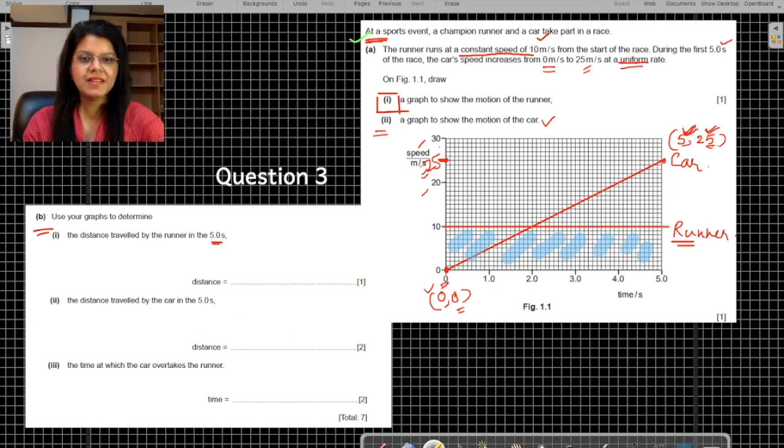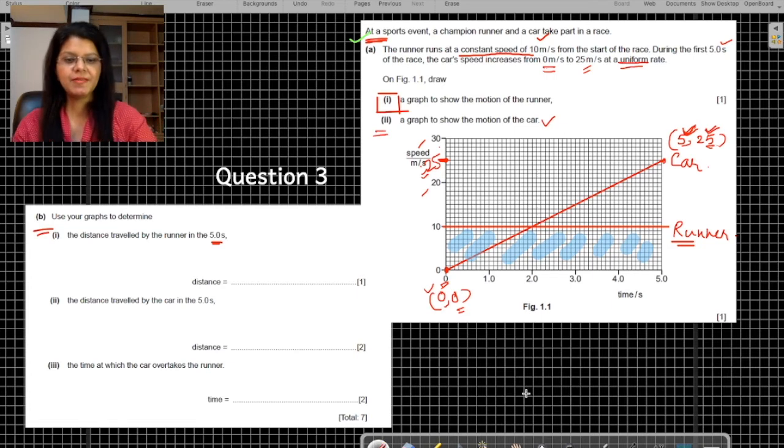Right? So what is the distance traveled by the runner? It is the area, which is a rectangle. So base times the height, 10 times 5, 50. This is your 10 and this is your 5. So the distance traveled is 50.